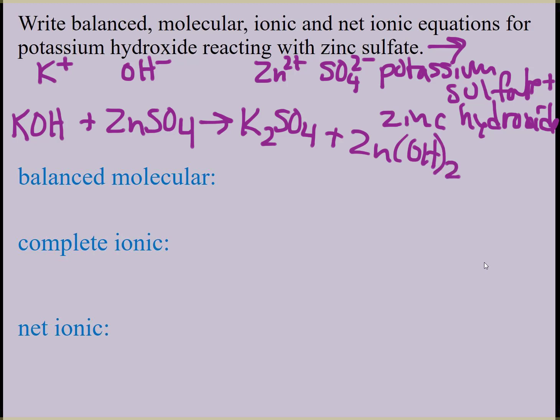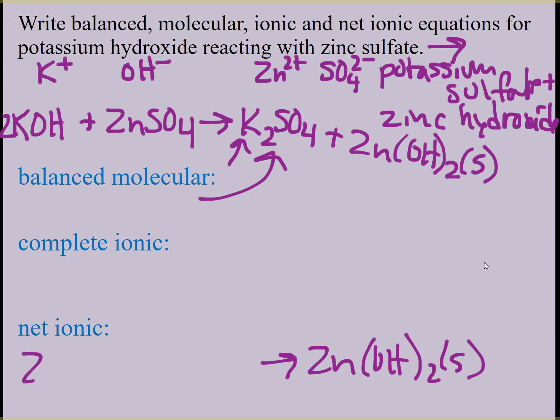This is not balanced. I would have to balance it, and I already did the balanced molecular reaction right here. The complete ionic, I'm going to separate out in just a minute. But looking at this, where's my solid? Where's my precipitation reaction, this double replacement? It's going to be the zinc, and I know that because the potassium always dissolves. So working backwards, I'm going to take my zinc, which is a +2, and my hydroxide, which is a -1. And then to balance it, I do need a 2 in front. So there's my net ionic. That is a reaction that occurs.